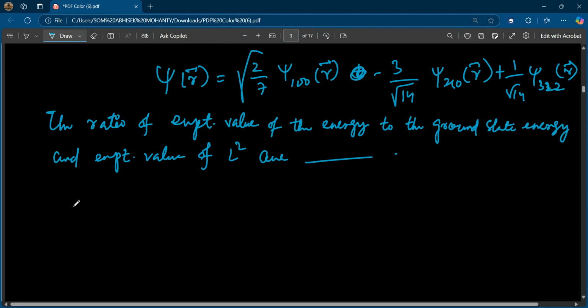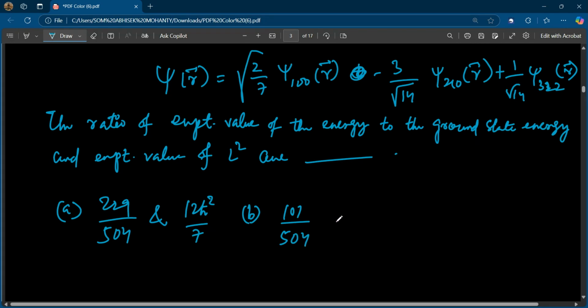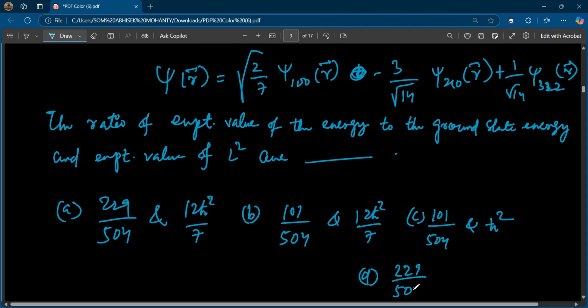So these are the options. Option A is 229 by 504 and 12 ħ square by 7. Option B, 101 divided by 504 and 12 ħ square by 7. Option C is 101 by 504 and ħ square. Option D, 229 by 504 and ħ square. So these are the options. Please try out first.